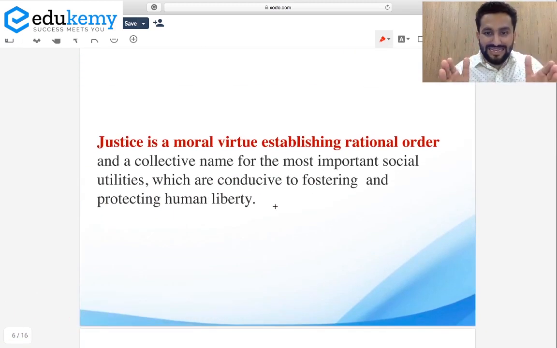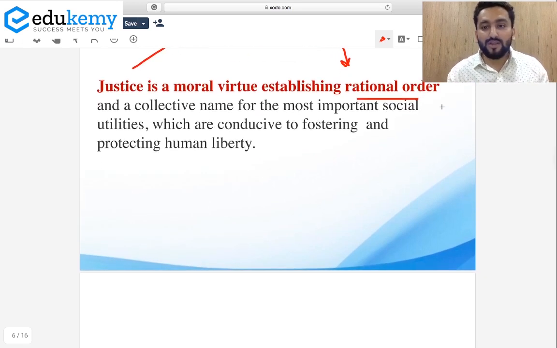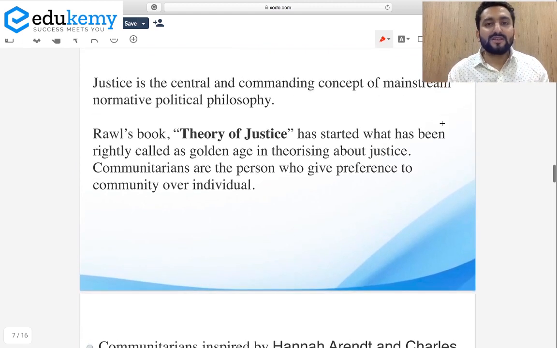Coming to the exact answer, the statements which you can use. You can start with how justice is establishing a rational order, because whenever we have a rational order, that is when a community will feel satisfied and we are going to have a stable political system. That is why justice is a moral virtue. So you are going to talk about its social utility and how it is necessary for fostering and protecting human liberty. Then you can say that justice is actually a concept of normative political philosophy.